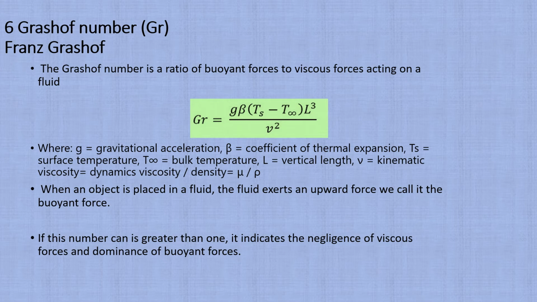So when an object is placed in a fluid, the fluid exerts an upward force. That upward force we call the buoyant force. You must keep in mind what buoyant force is: it is an upward force that is exerted by a fluid. If we have a Grashof number greater than 1, it indicates that the viscous forces are negligible and the buoyant forces are dominant.